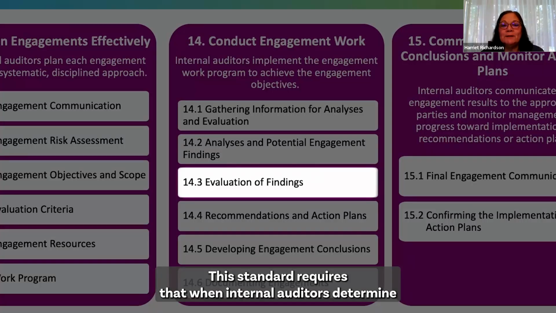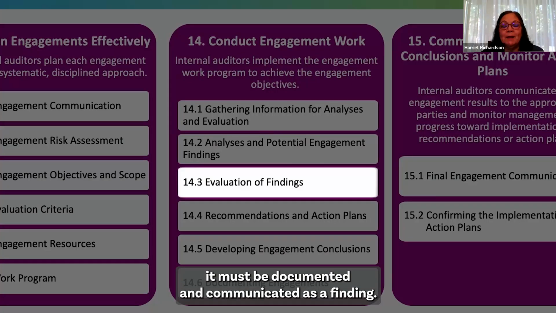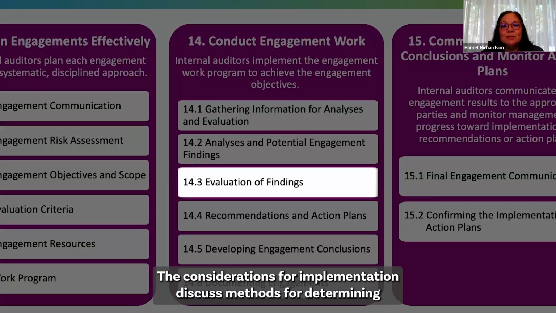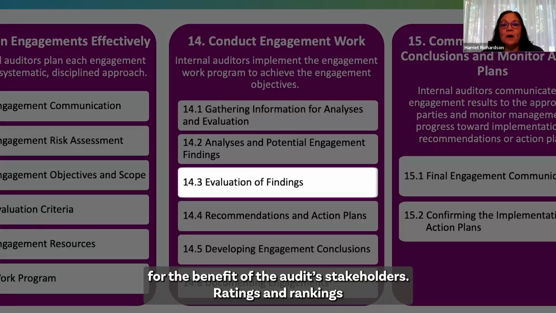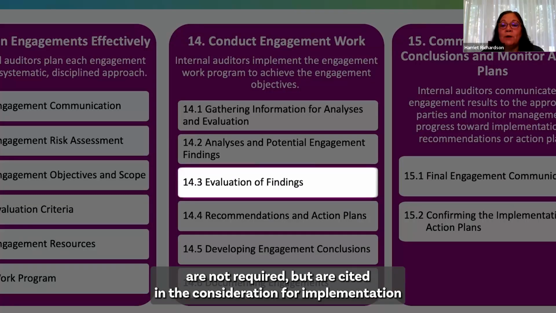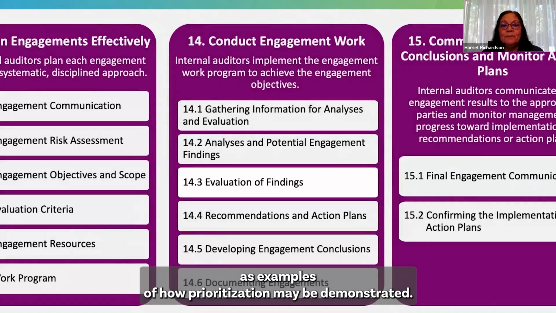This standard requires that when internal auditors determine there is a significant risk exposure, it must be documented and communicated as a finding. The considerations for implementation discuss methods for determining and communicating the significance of the findings for the benefit of the audit's stakeholders. Ratings and rankings are not required, but are cited in the considerations for implementation as examples of how prioritization may be demonstrated.